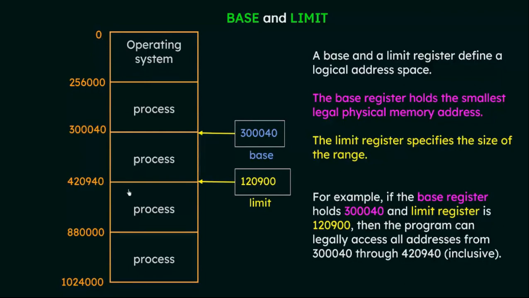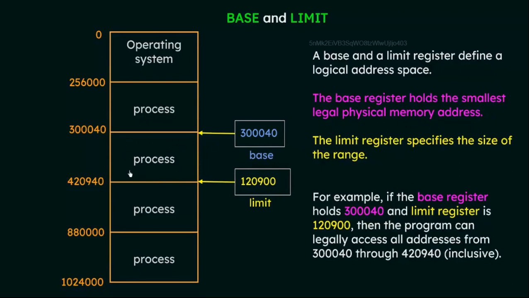And then here we have different processes. For example, this process can operate between 256000 and 300040. So this is the memory space of this process. And for this process, it is from 300040 to 420940, and so on. It is defined for each of these processes. So what is the use of this base and limit? The base register holds the smallest legal physical memory address.